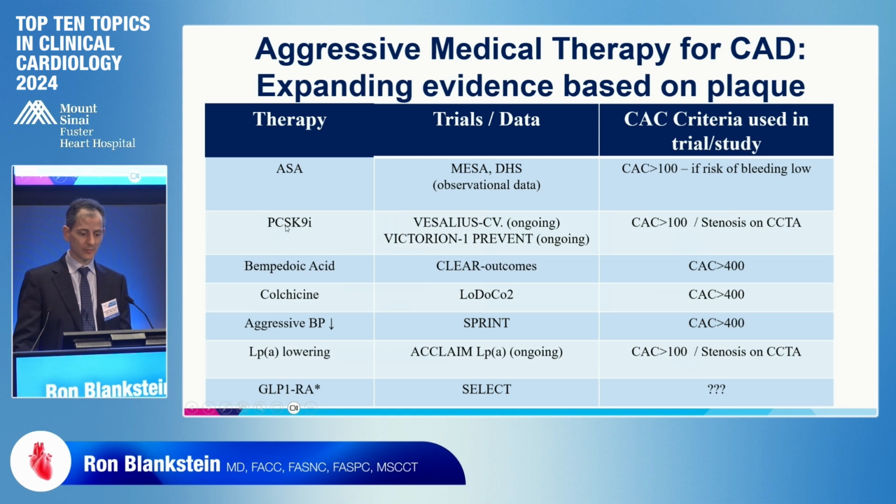PCSK9 inhibitors, can those be given to individuals who have plaque? There are 2 outcome studies ongoing right now that are enrolling, among other criteria, individuals who have plaque on a calcium score or stenosis on CT. This is the Vesalius study and the Victorian 1 PREVENT study. In the CLEAR outcome study, which showed the benefit of bempedoic acid, one of the inclusion criteria was a calcium score over 400. We already talked about colchicine a little bit, but I'll still mention that in the Lovdoco 2 trial, a calcium score over 400 was used as an inclusion criterion.